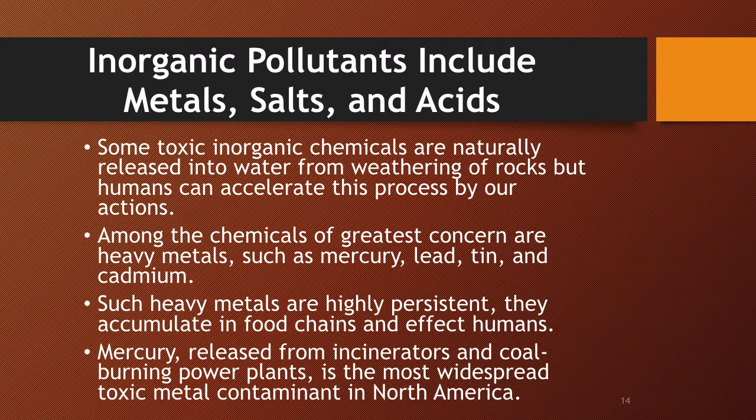Currently, the most widespread toxic metal contamination in North America is mercury, released from the incineration and coal burning of power plants. Transported through the air, mercury precipitates in water supplies, where it bioconcentrates in food webs to reach dangerous levels in the top predators.